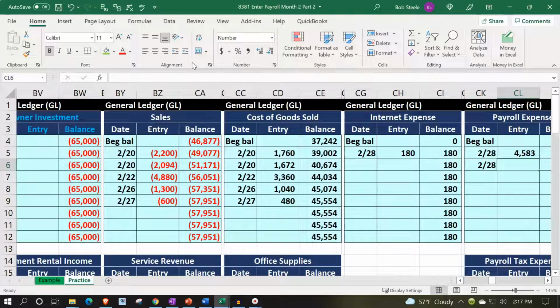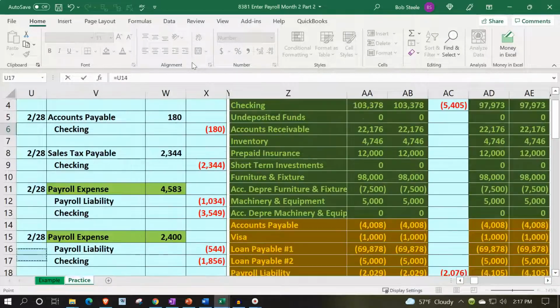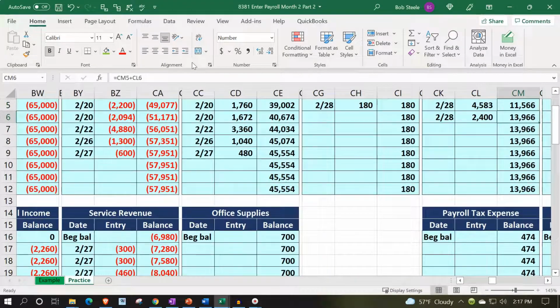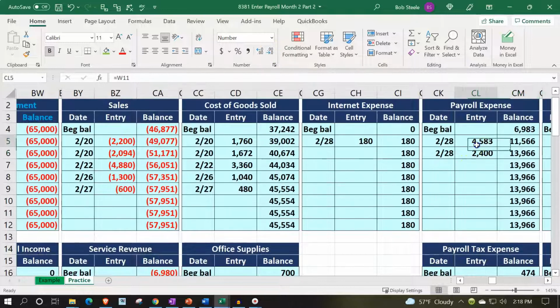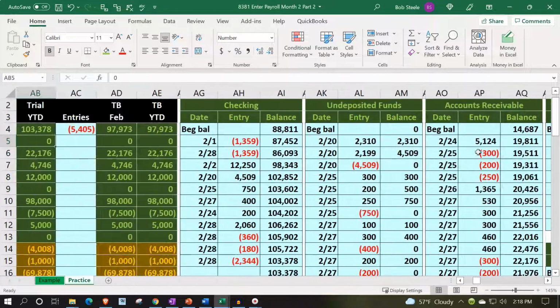And then right underneath it in CL6, we're going to record the second journal entry at the same time. Scrolling over, we're going to pick up that 2400, enter. That brings the balance up to the 13,966 on the year to date. And the current activity, it would of course be the 6983. That should match what's on the trustee trial balance.